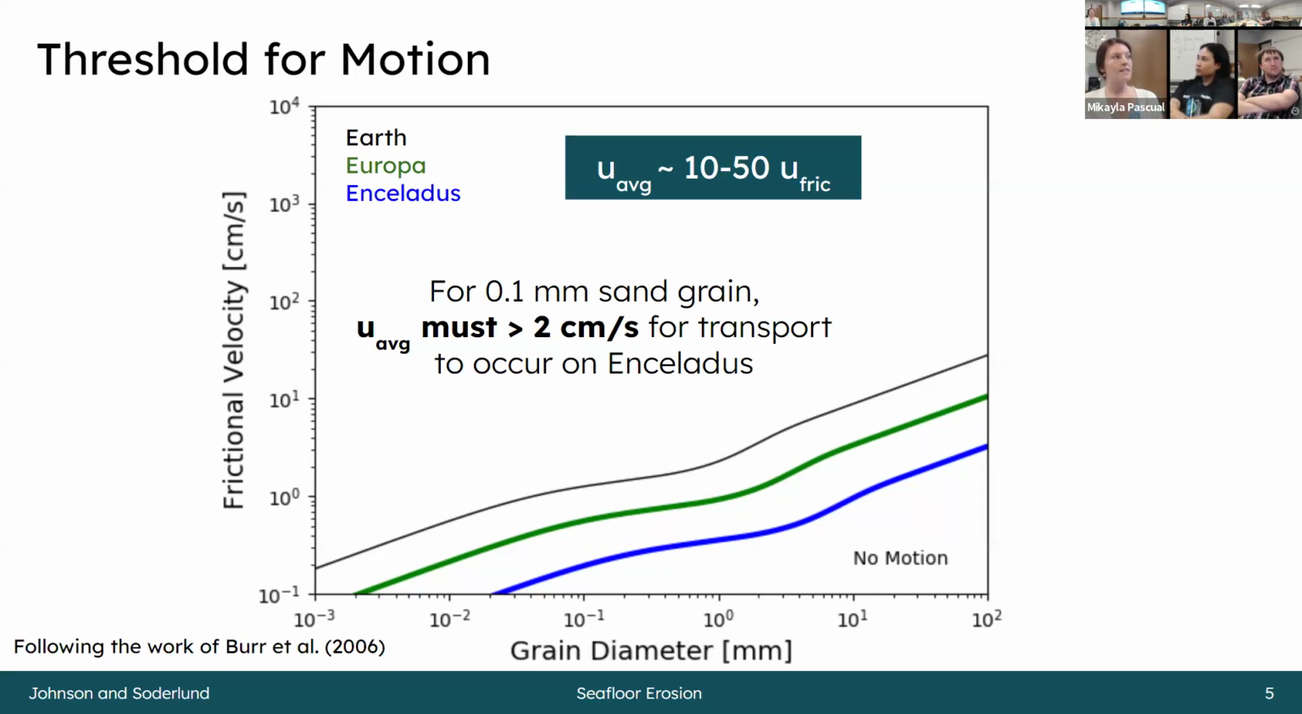So for Enceladus, for example, the flow speed needs to be higher than about 2 centimeters per second in order to transport grains that are a typical sand size of 0.1 millimeter or so. And this velocity is in line with the range of velocities that ocean circulation models have predicted for Enceladus and Europa, somewhere on the order of centimeters per second, which is in the ballpark of what we think the bottom currents could be on these worlds.